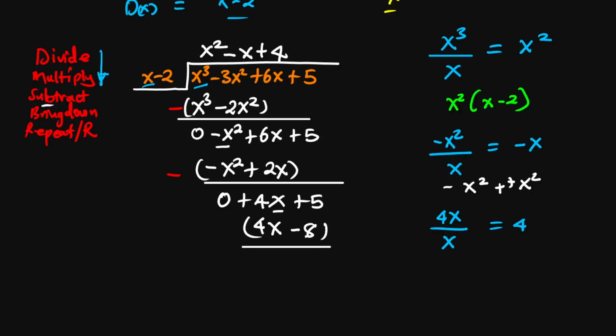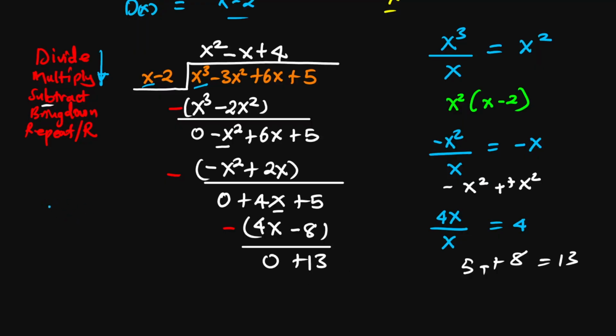Then we proceed with the subtraction. This minus that. What do we get? 4x minus 4x, we get a 0. And 5 minus negative 8, what do we get? 5 minus negative 8, this is a positive, we remain with 13, which is plus 13.